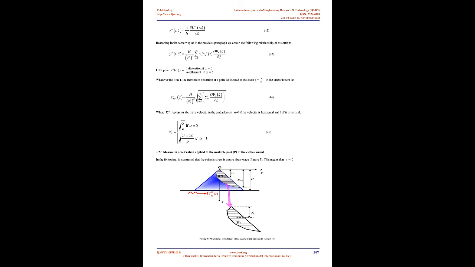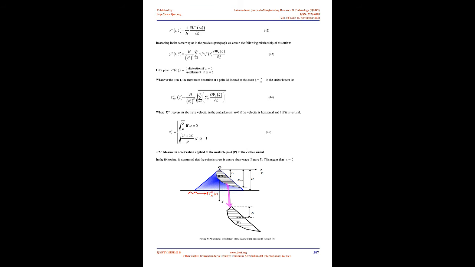Its integral form is given by the expression 48. The maximum average acceleration coefficient applied to the gravity center, stiffness assumption, of the unstable part, P, of the embankment is 49. In all that follows we assume equation 50.